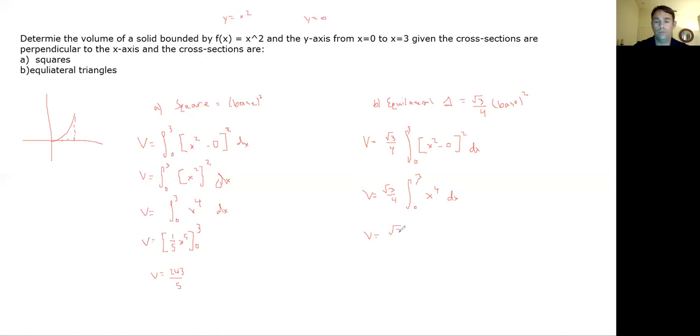So √3 over 4, x to the 5 times 1/5, so √3 over 4 times 243 over 5, which is the same thing as 243 √3 over 20.